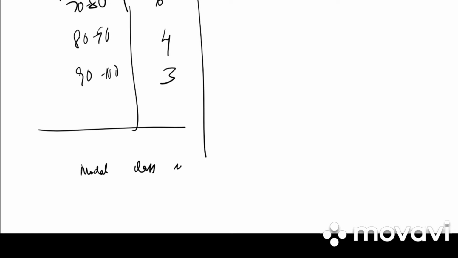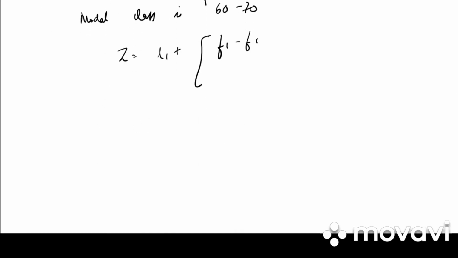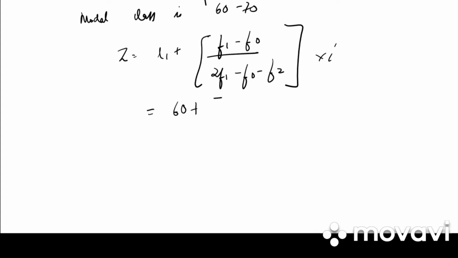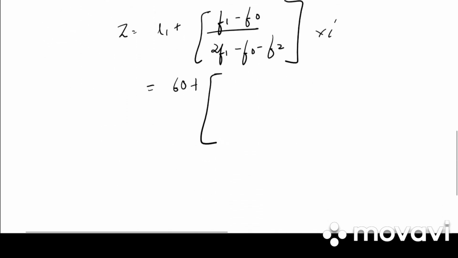So write down, since 60 to 70 has the highest frequency, modal class is 60 to 70. So what is the formula? Z is equal to L1 plus f1 minus f0 divided by 2f1 minus f0 minus f2 into i. 60 plus f1 is 10, f0 is 6, f2 is 6.